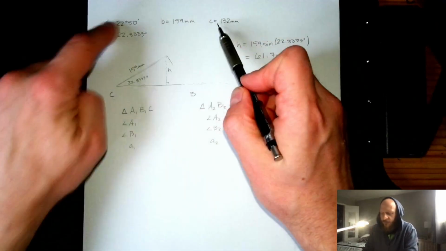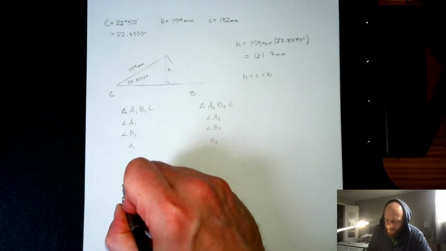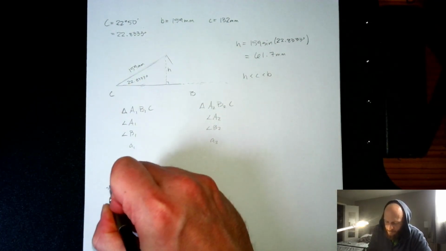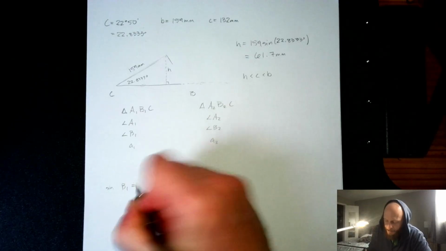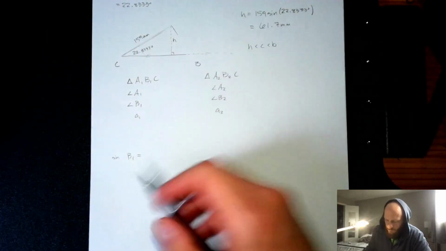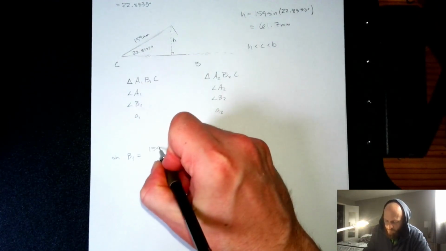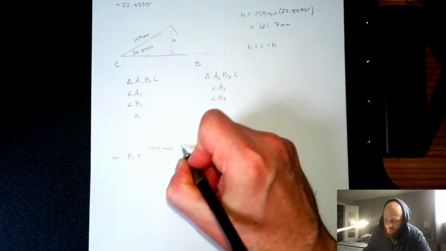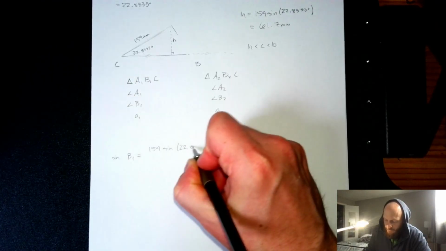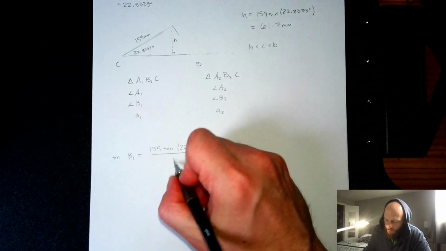So I need to solve for sine B first, for B1 rather. So sine of B1 is equal to, so it'd be sine of B1 over b, so b gets moved over here, 159 times the sine of C, 22.8333, divided by 132.